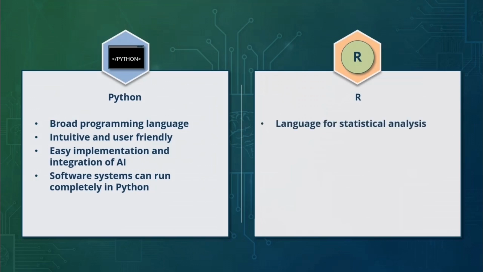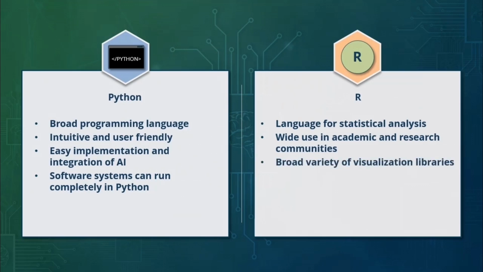R is an open source interpreted language for performing statistical analysis and graphs. R serves well in the academic sector where intense mathematical analysis takes place in order to discover new possibilities of data and algorithms. R also has a broad variety of visualization libraries for displaying data in a simpler format. Because of its strong statistical analysis libraries, it is an ideal programming language for complex maths problems.